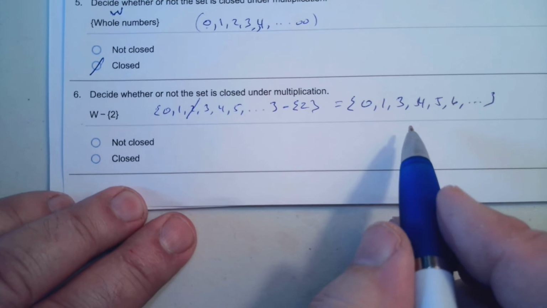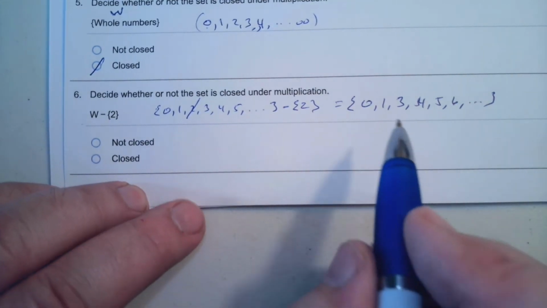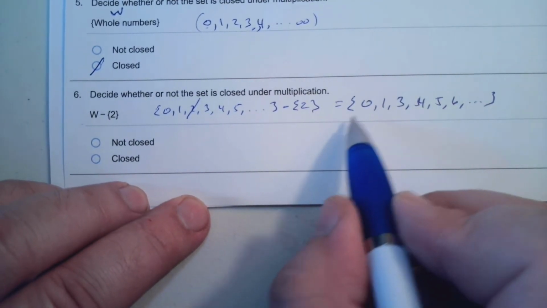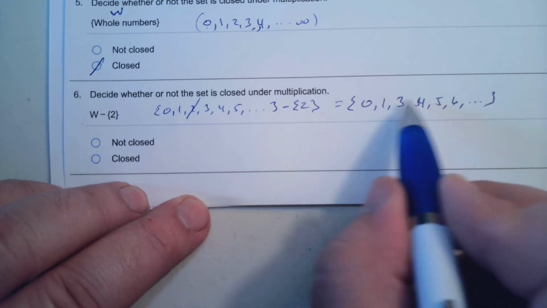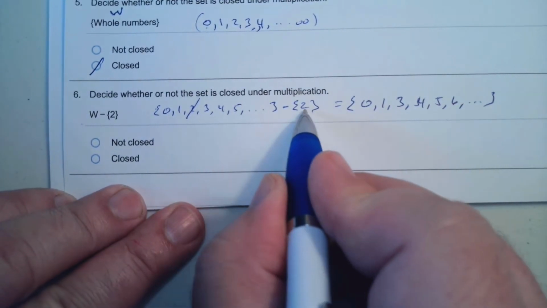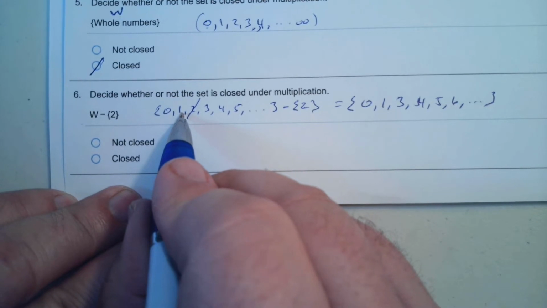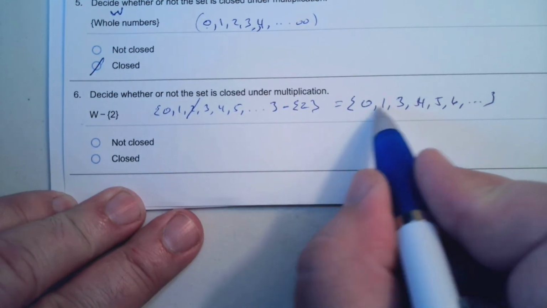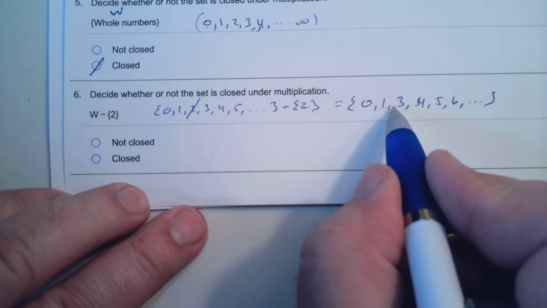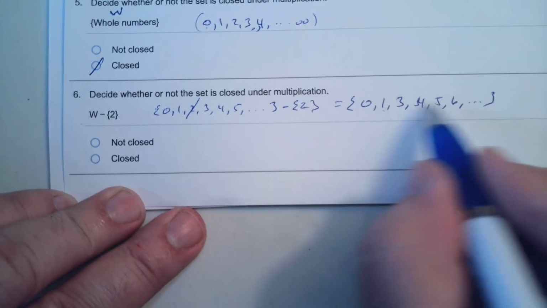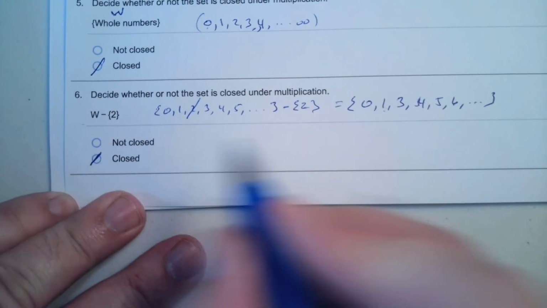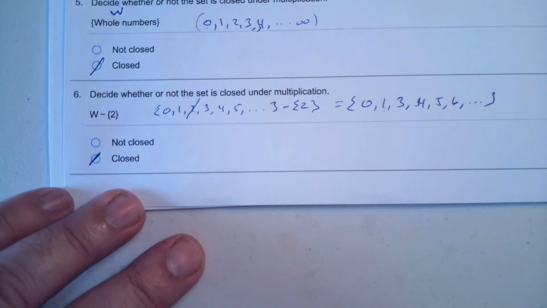Is that closed? Yeah, 0 times 1 is 0. 1 times 3 is 3. So yeah, if we take away 2, the only way a number can equal 2 is if it multiplies by 1. And since there's no 2, it can't multiply to be equal to 2, so all these numbers when they multiply, it's closed because they equal a number inside the set.